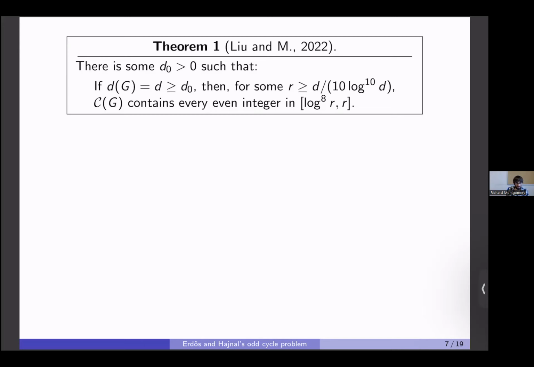Specifically, we proved that there's some d naught such that if the average degree of the graph is d and is at least d naught, then you can find some integer r which is at least almost d divided by some polylogarithm of d. Then you can find an interval from log to the 8 r all the way up to r, such that the graph contains a cycle with length every even integer within that range.